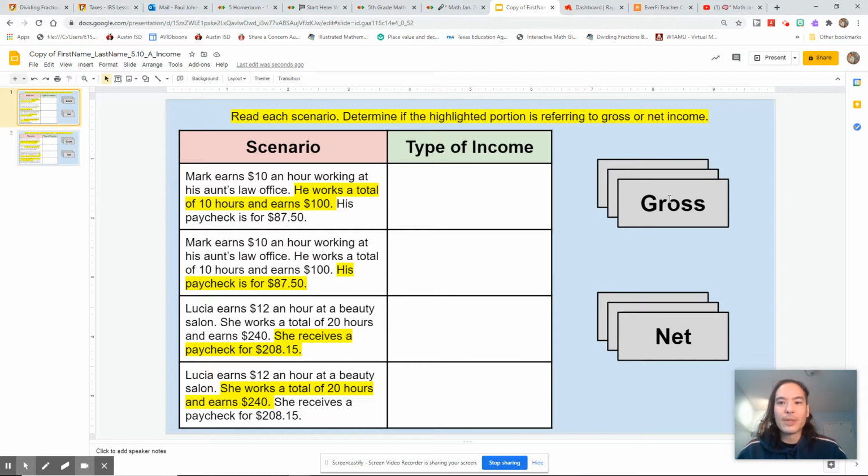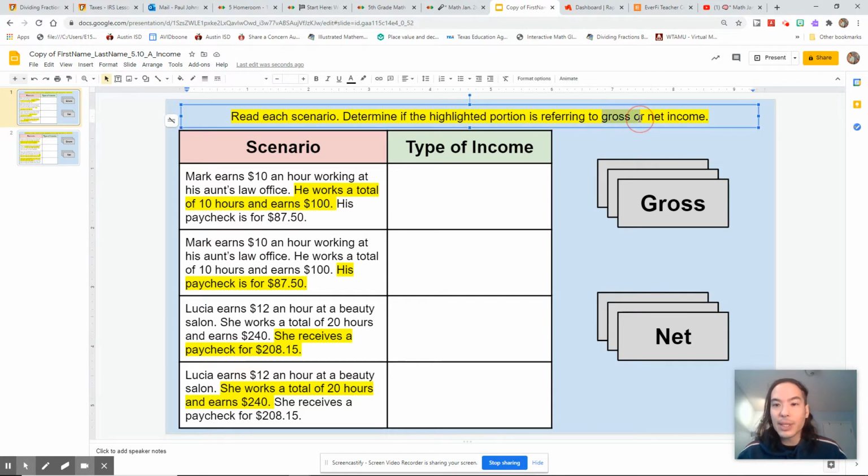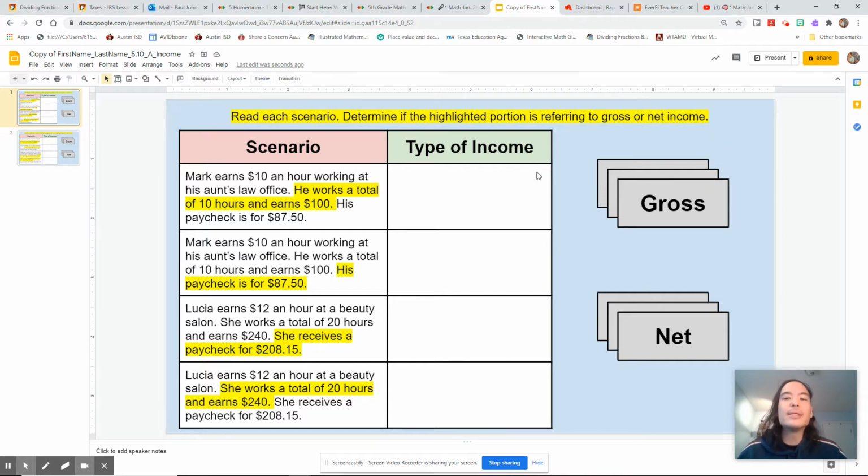All right. So gross income is all the money that you earn. Net income is the amount that you actually get. Remember, part of your gross income goes to the government. So those are taxes. So we're going to read each scenario and determine if the highlighted portion is referring to gross income or net income. Remember, gross is most.